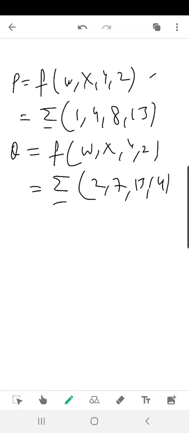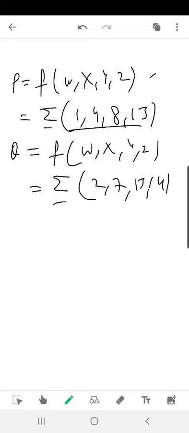NAND gate. Okay, in yesterday's class we have seen that to use an active low decoder to implement an active high output, we use a NAND gate. So we will use a NAND gate here. First of all, get the outputs. I mean, check the output pins which will be required. Okay, so 1, 4, 8, 13, 2, 7, 13 and 14.